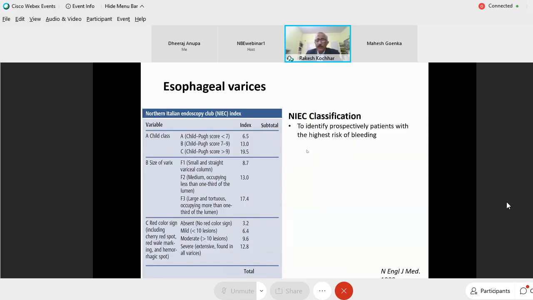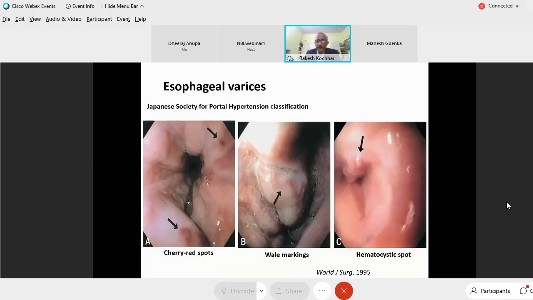Apart from the size of the varix, you have to describe whether there are stigmata of recent bleed or impending bleed. So some of them are cherry red spots. You see spots like this, varix on varix. Then you have whip marking. So this is a whip marking, as if someone has hit the varix with a lash kind of a thing. And then you have hematocystic spot. This is the classical varix on varix lesion. So these are stigmata of impending bleed or recent past bleed. So this description of esophageal varices has to have presence or absence of any of these stigmata.